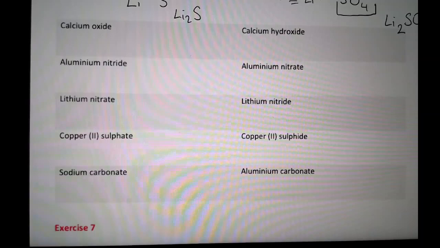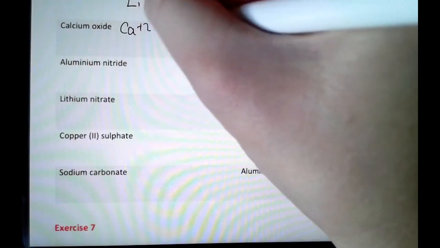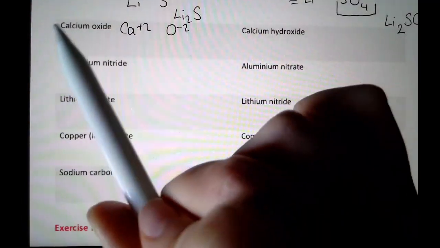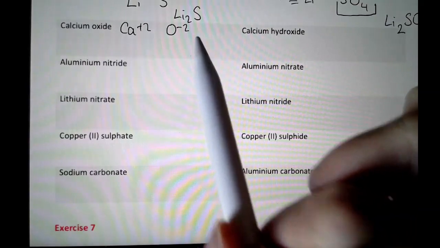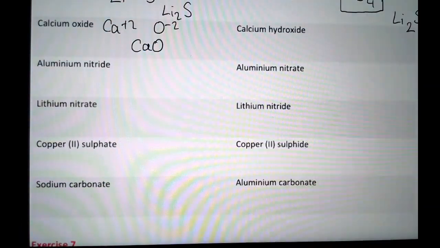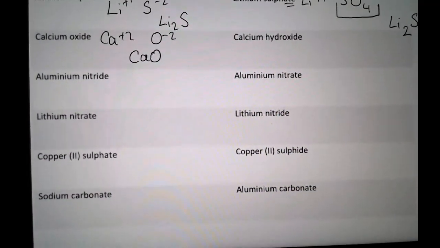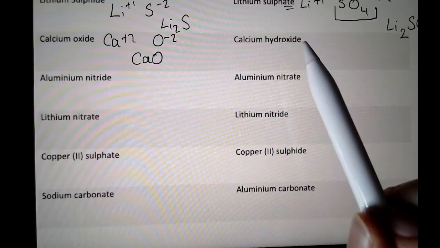I've got calcium oxide, so this is just calcium with a +2 charge and oxygen with a -2 charge. I know there's only 2 elements present because it ends in "ide." In this case, +2 and -2, the charges immediately cancel, so I don't need to do anything with numbers. I just write CaO.